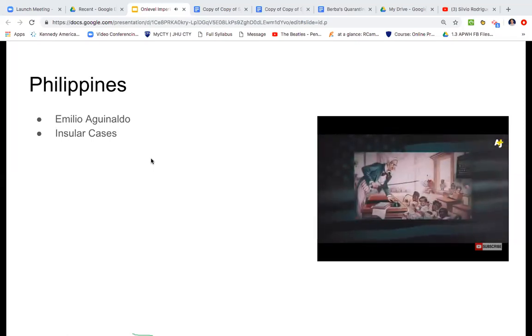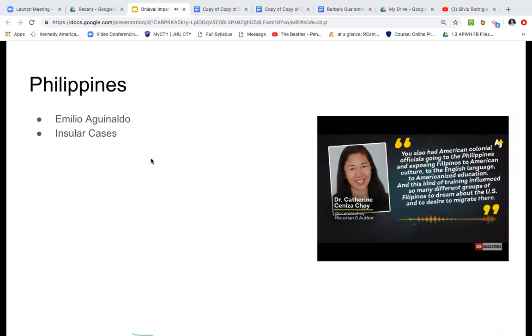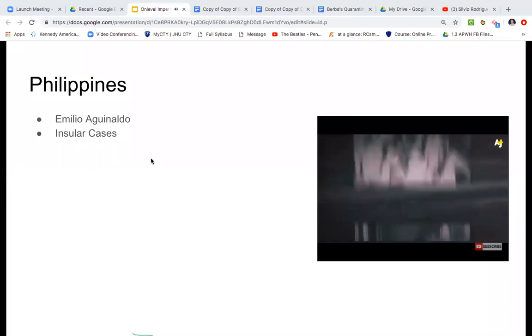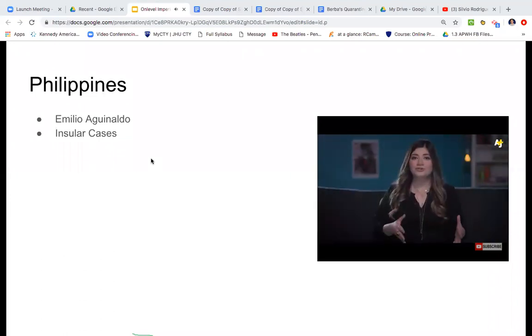Like many other colonies, the United States began the Americanization of the islands after setting up a government in the Philippines. You also had American colonial officials going to the Philippines and exposing Filipinos to American culture, to the English language, to Americanized education. And this kind of training influenced so many different groups of Filipinos to dream about the U.S. and to desire to migrate there. American health workers in the Philippines needed locals to deal with the health issues of Filipinos because malaria and cholera had killed so many during the war. But they didn't find any nurses trained the way the Americans had been trained. And so they began recruiting Filipino women to work as what were called volunteer auxiliary and contract nurses.